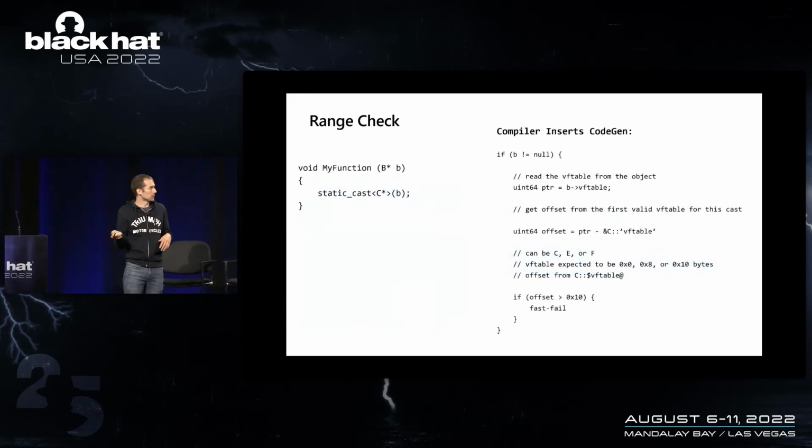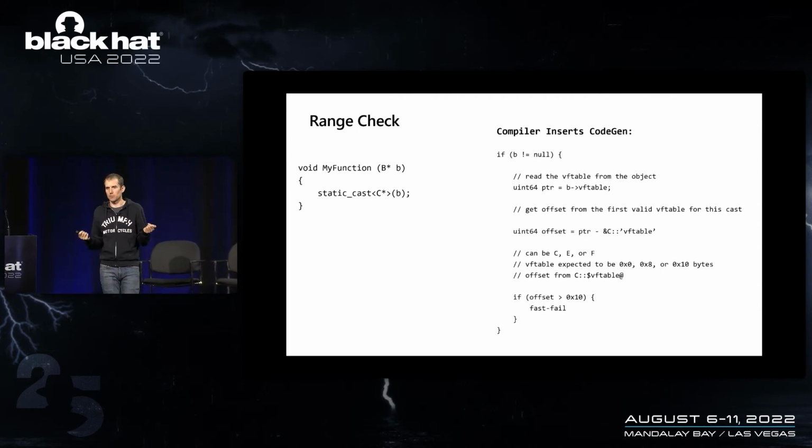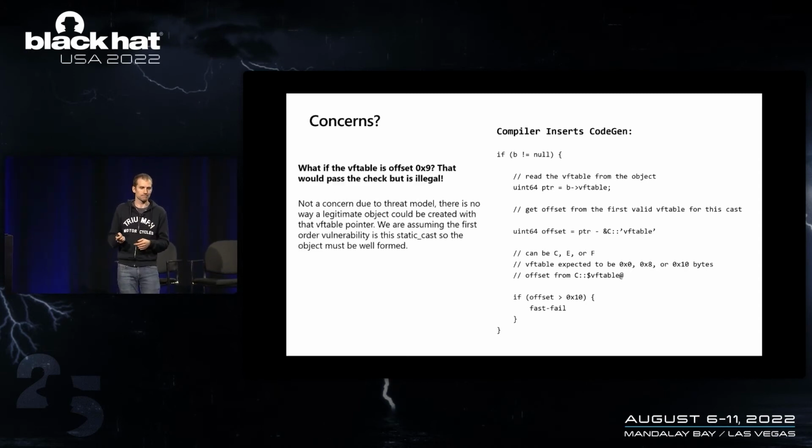And this is what this ends up looking like in C pseudocode. You read the vtable pointer, you compute the offset, and then you just compare: is this offset greater than 16? If it is, then fail. Otherwise, succeed. Very, very simple check here. And we don't introduce any real extra memory loads. The only memory load that we're doing in this check is just reading the vtable pointer. But given that you're using an object that has a vtable, that cache line is probably hot anyways. So it doesn't really cost us much to read it.